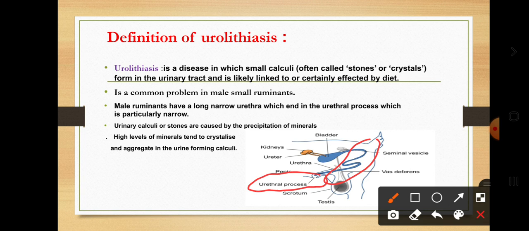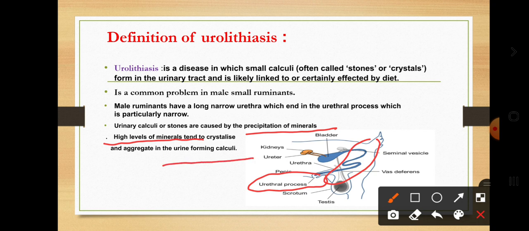So this urolithiasis problem occurs because urinary calculi or stones are caused by precipitation of minerals. A high level of minerals tends to crystallize and aggregate in the urine, forming calculi.